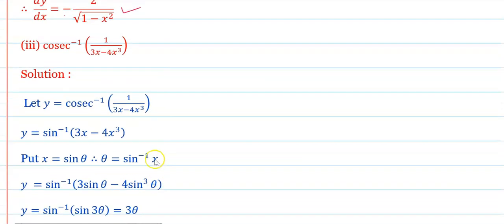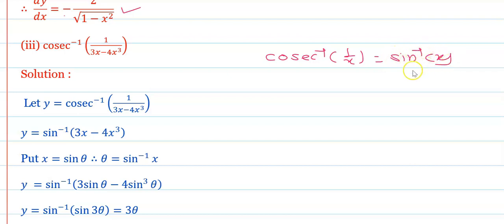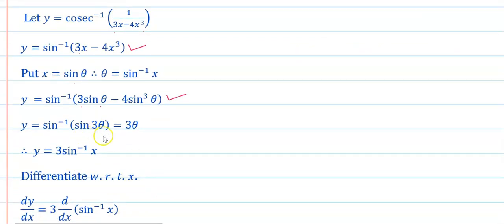Okay. Next, cosec inverse of 1 upon 3x minus 4x cube. The cosec inverse दिलेला आहे. See this here. We know that cosec inverse of 1 upon x is equals to sin inverse of x. Using this formula, convert this cosec inverse of 1 upon 3x minus 4x cube into sin inverse of 3x minus 4x cube. Put x is equals to sin theta. That is 3 sin theta minus 4 sin cube theta. Now this is the expansion of sin of 3 times theta. We know sin of 3 theta is 3 sin theta minus 4 sin cube theta.